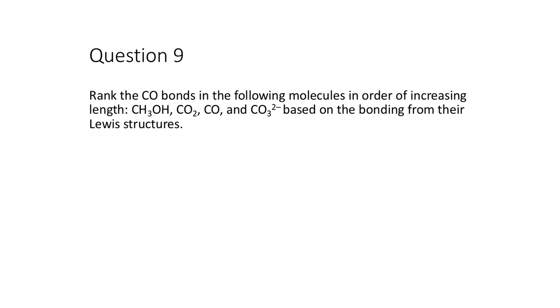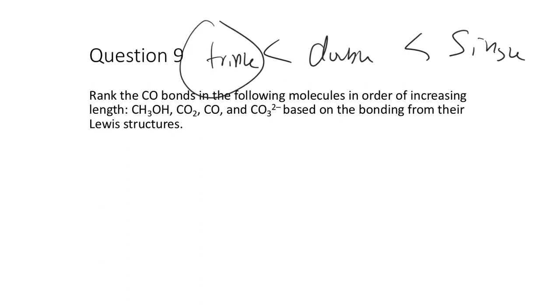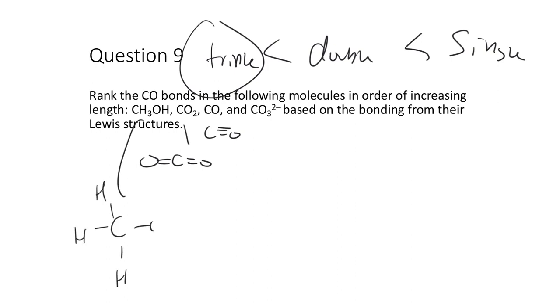This question asks: rank the CO bonds in the following molecules by increasing bond length. The idea here is that single bonds are longer than double, which are longer than triple. So having more electron pairs will shorten a bond. Carbon monoxide is the triple, carbon dioxide is the double, and methanol has this type of Lewis structure here.